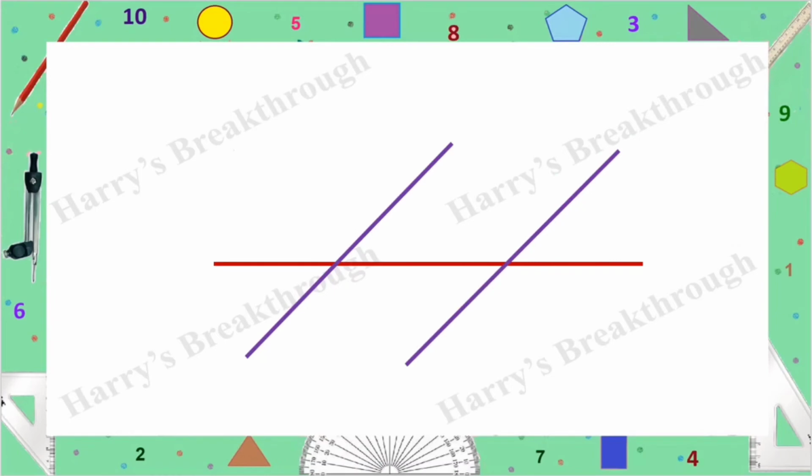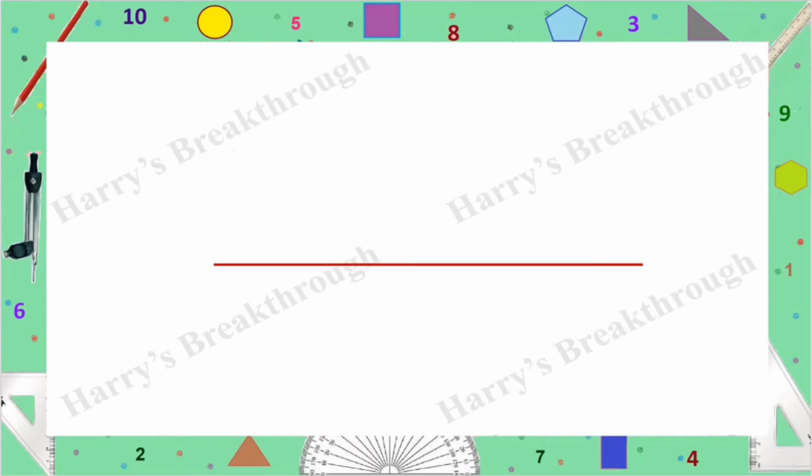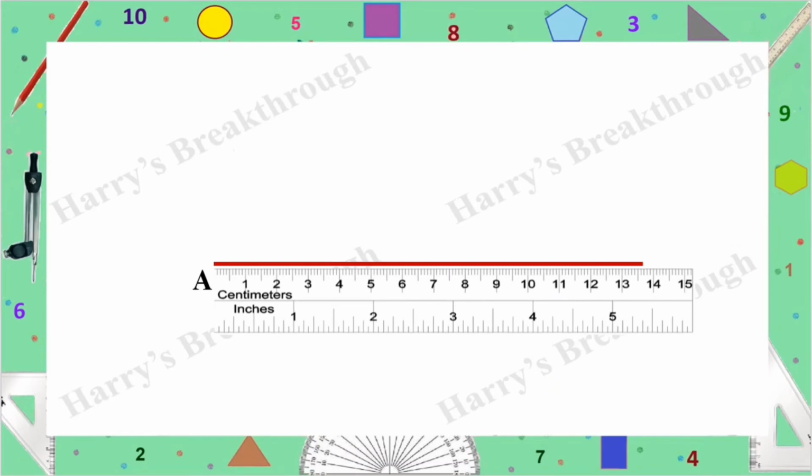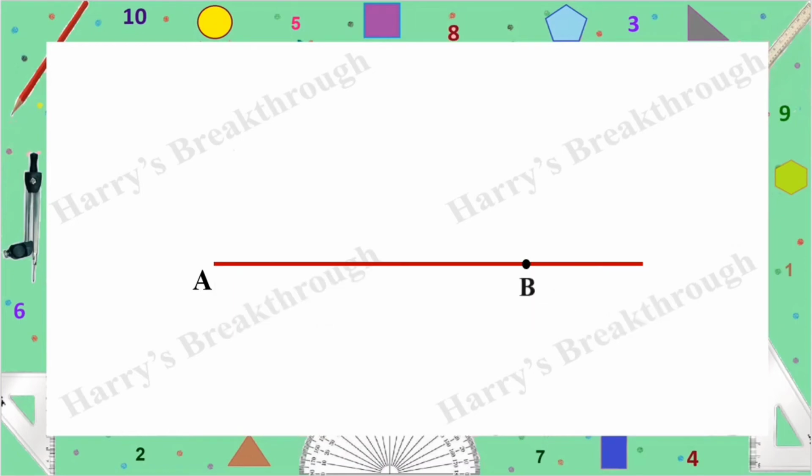So let's draw this figure. So first, draw a line and mark one end as A. Then measure 10 centimeter, or mark a point at 10 centimeter. Then name it as point B. So this AB is 10 centimeter long.